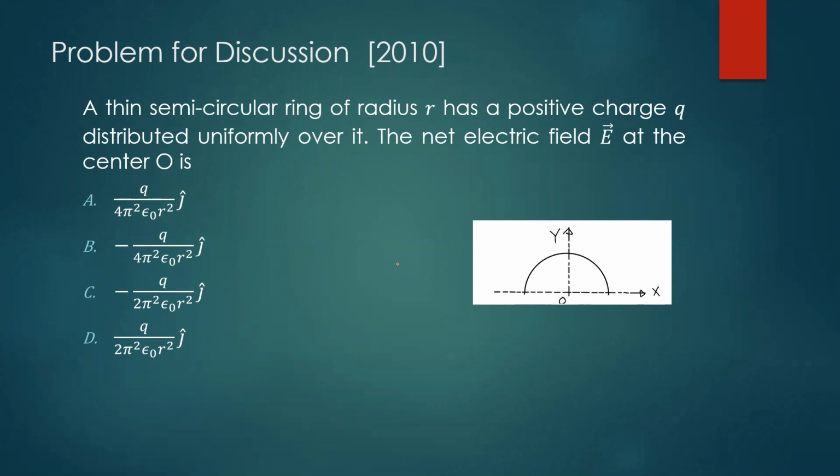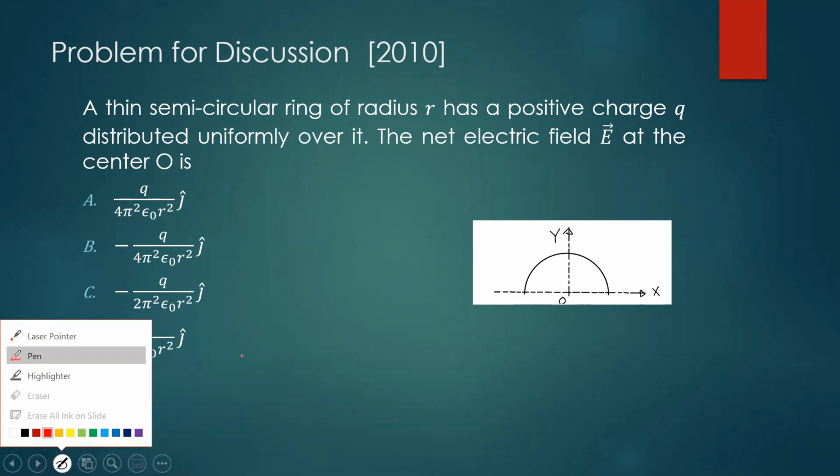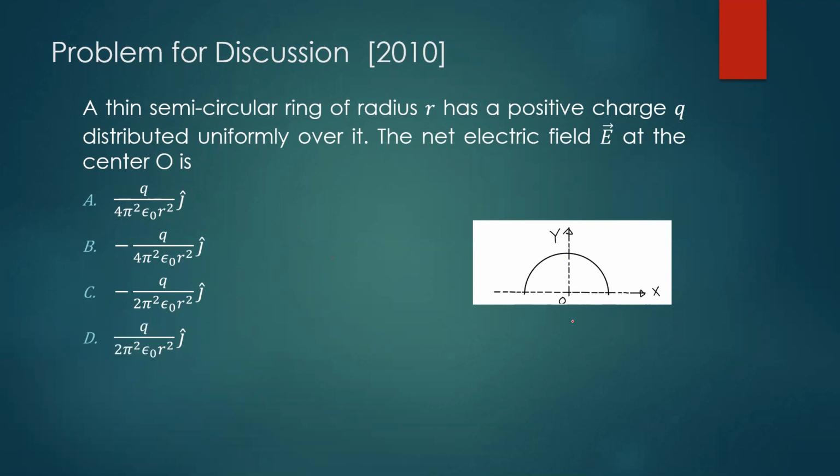See, the question says positively charged. So if it is positively charged, if I take, let's say, this charge, you can easily guess that about the y-axis there is a symmetrical distribution. That means the positive charge will actually repel another positive charge, right? So the test charge is always positive, and the net electric field will be downwards. So I can eliminate A and D, in fact.